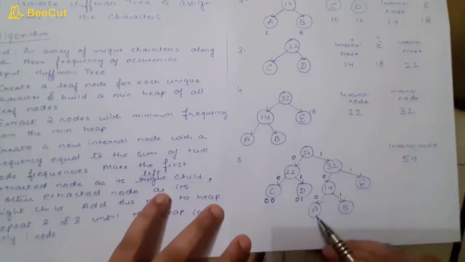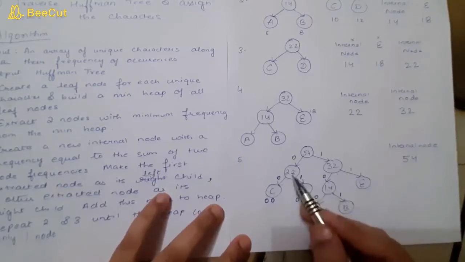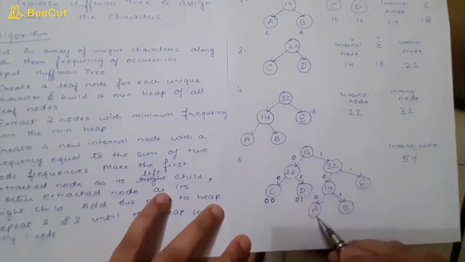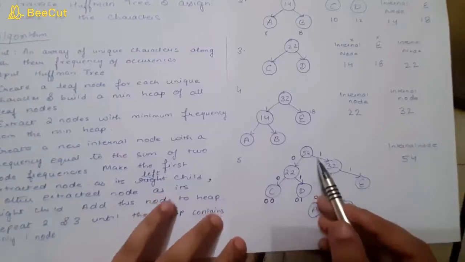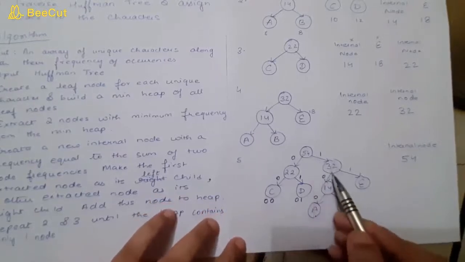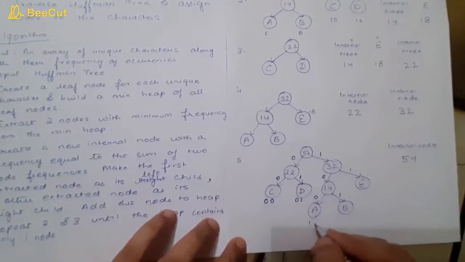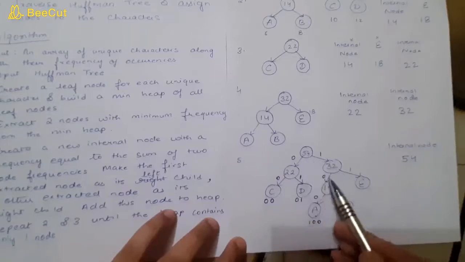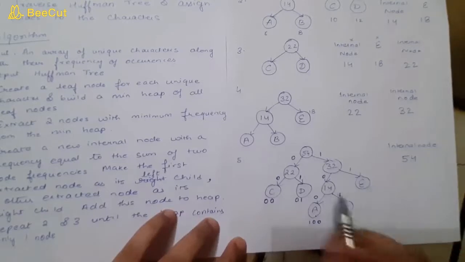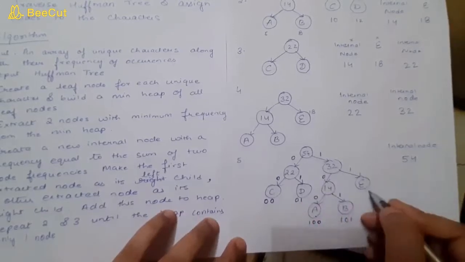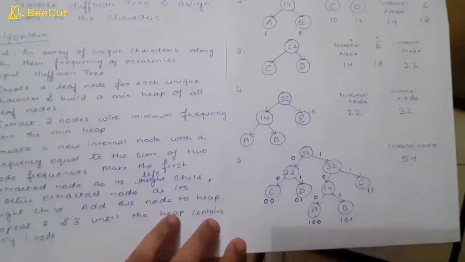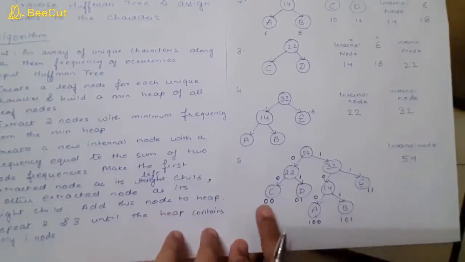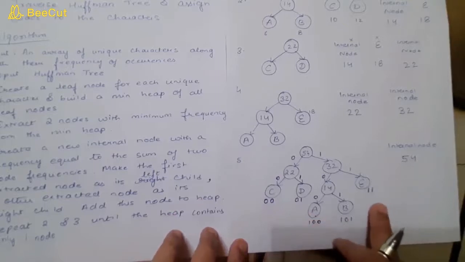For A, you have to traverse for each symbol. All these internal nodes don't matter. So you have to traverse for the symbol. All the leaf nodes you have to consider. So for A, if we traverse from the root node, see, 1, 0, 0. So for A, the code will be 100. For B, the code will be 101. Okay, 101. For E, the code will be 11. Okay, now you can see that for all the symbols we got the code.